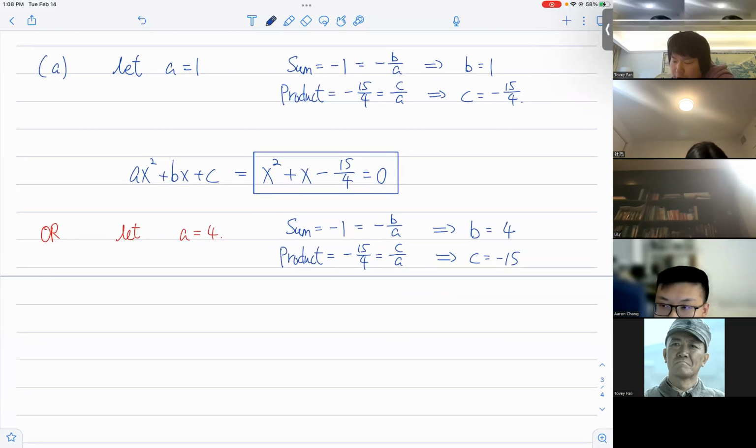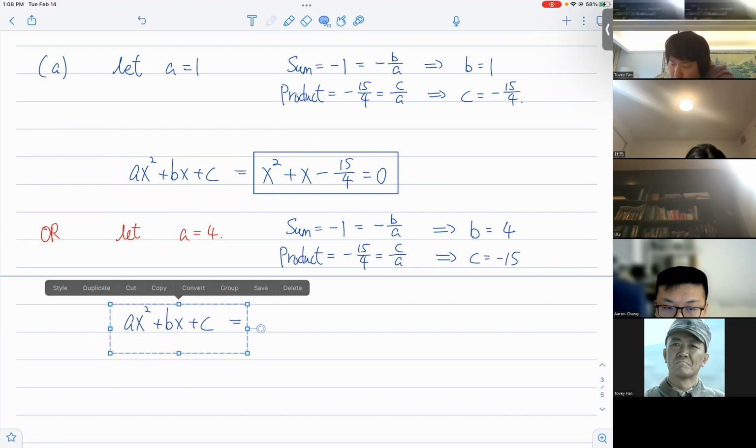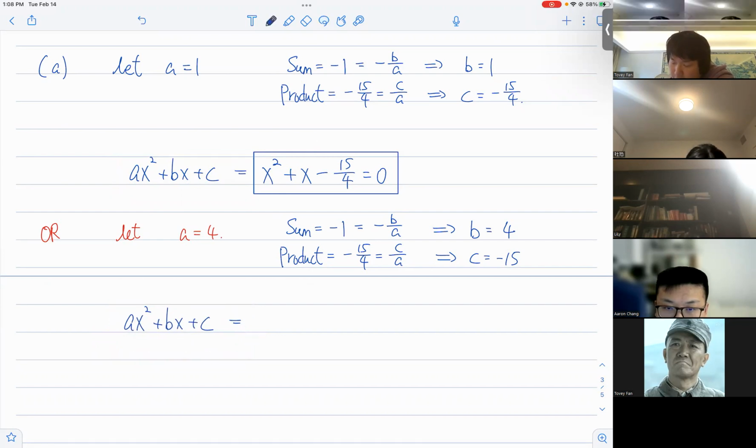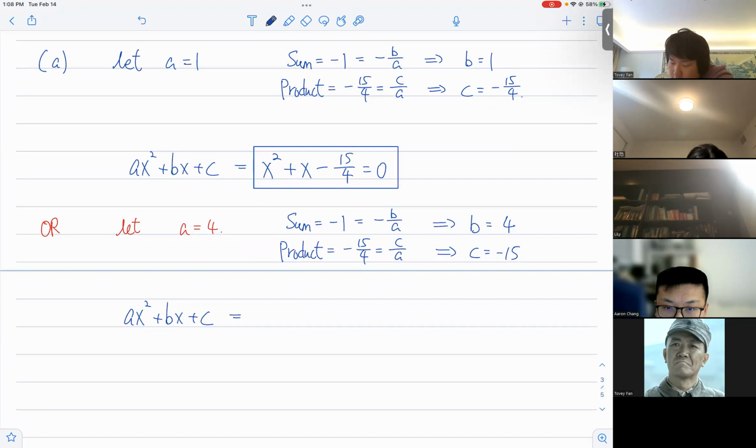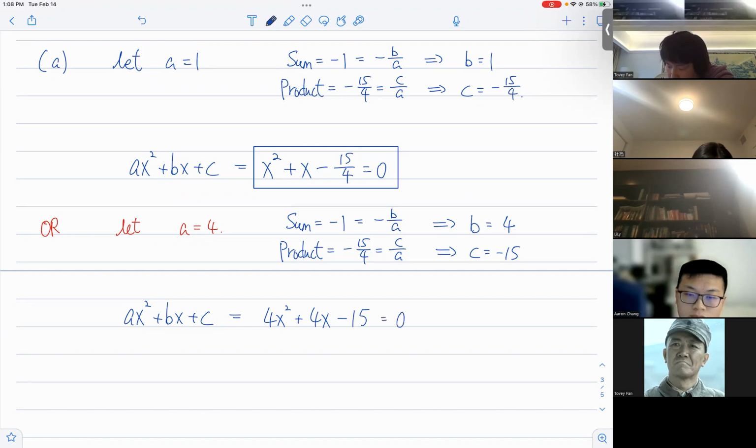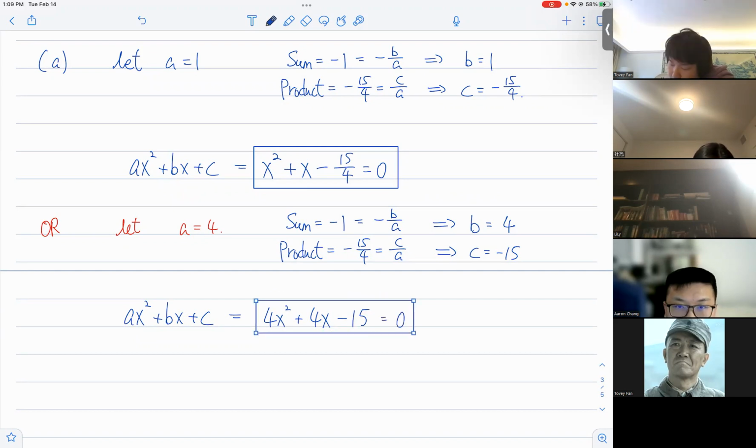And eventually our equation becomes what? Plug in numbers. A is 4, so 4x squared. B is 4, plus 4x. And C is negative 15, so minus 15 equals 0. So are both equations equivalent? They're equivalent, right? You see this first equation times 4 is the second equation.